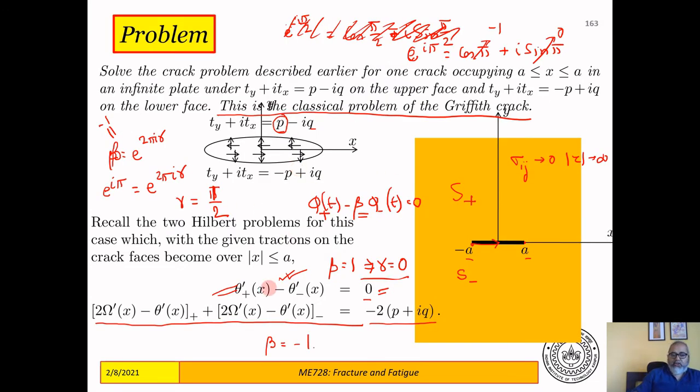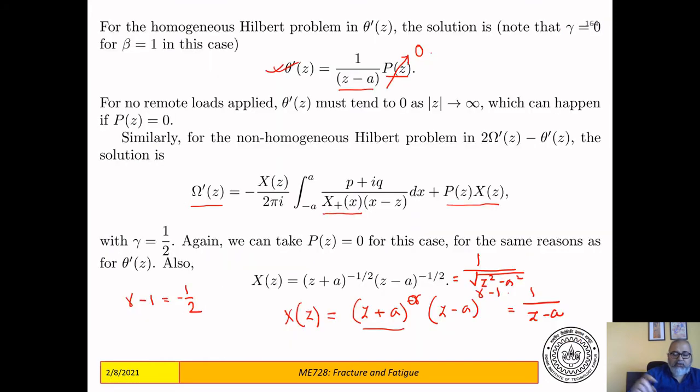Remember, we have already proved that theta prime is 0. So what you are trying to do is find omega prime plus(x) plus omega prime minus(x) equal to p plus iq. That's what you're trying to find. So omega prime(z) will be this, with X(z) being 1 over root of z square minus a square.